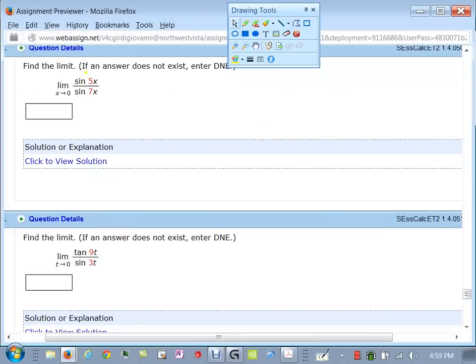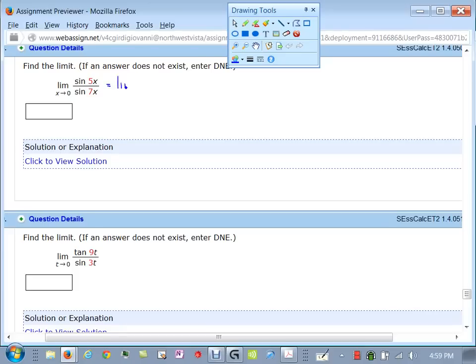For this one, again, as x goes to 0, I didn't mention this in the last problem, but when x goes to 0, the whole top goes to 0. The whole bottom goes to 0, because inside, each of these goes to 0. Sine of 0 is 0. Sine of 0 is 0. So we know we have the form 0 over 0. But let's try now and do some algebra to make this thing work out.